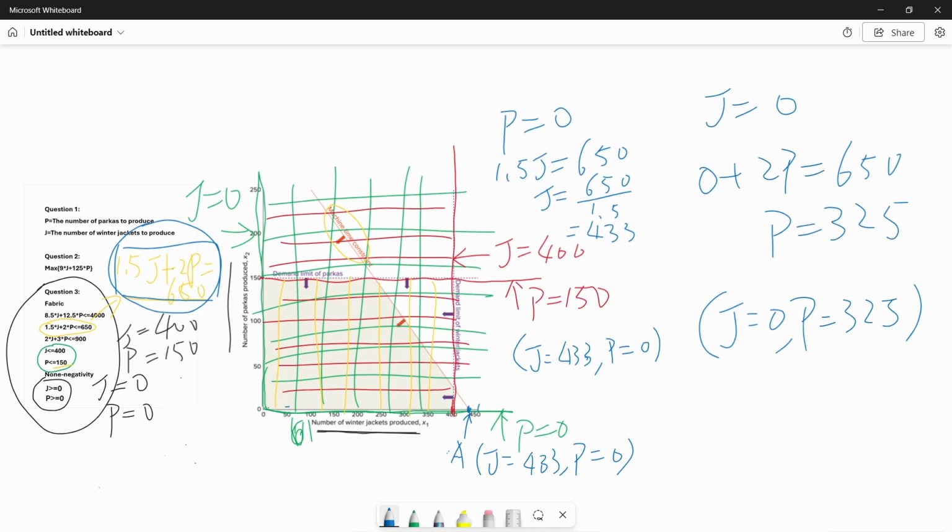And then, at the same time, p has to equal 225. So if I try extending my line here, my B point is when j equals 0 and p equals 325. And then once I did that, I connect these two dots. So I'm able to get my machine time constraint, okay, machine time constraint.